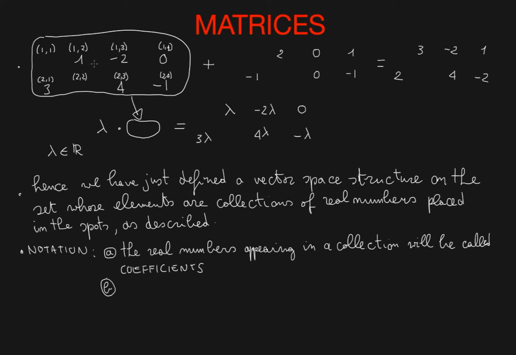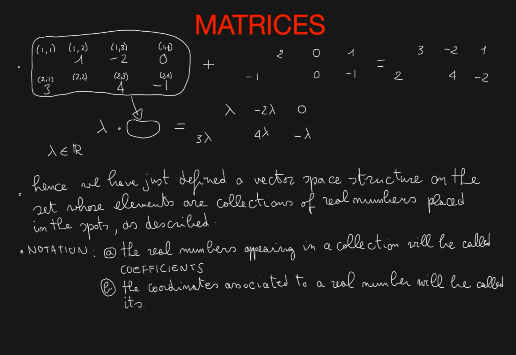Okay, so for example, the number -2 here will have indices 1, 3. The coordinates associated to a real number will be called its indices.